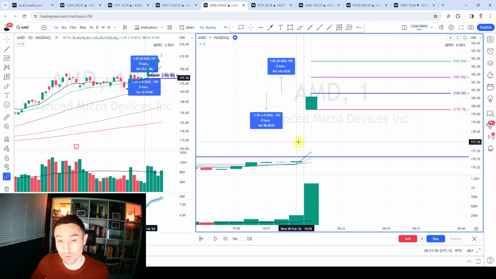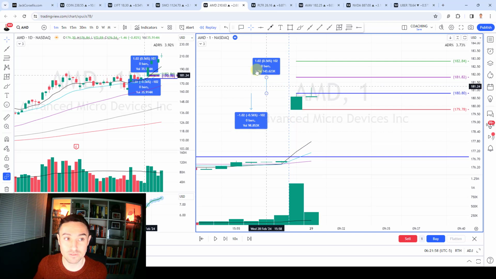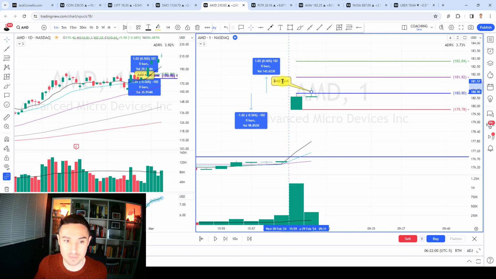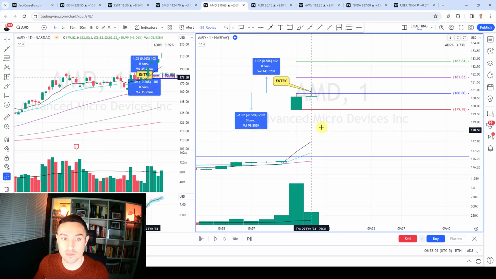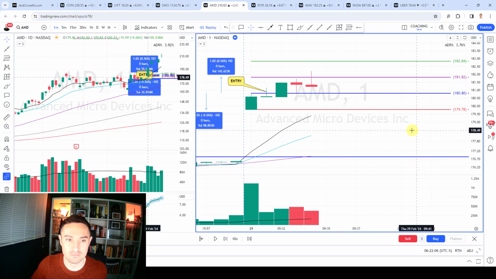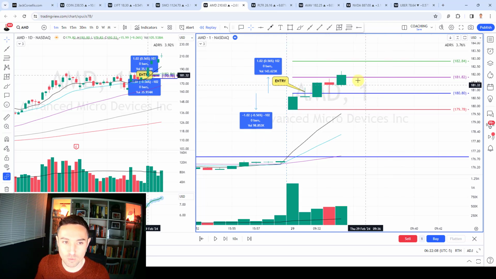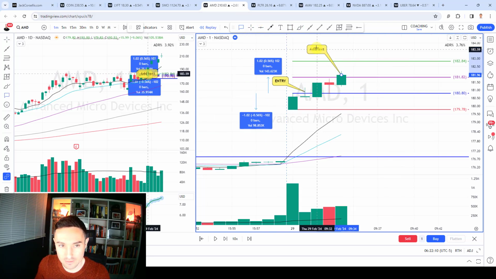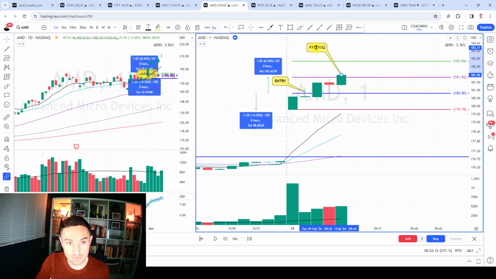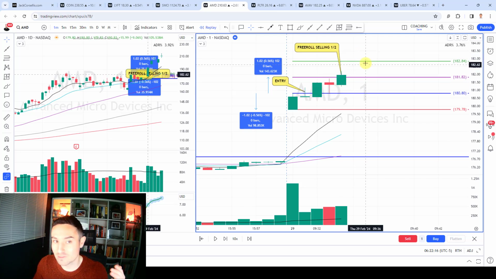Now, because of how quick AMD is, we may be able to free roll this one pretty darn quickly. This is going to be your entry here. Let's say you get perfect execution at 180.80. Then 3-4 minutes later, you've been able to free roll the trade. So that there is your free roll by selling half the position. Now maybe you want to wait until it hits 2 times, so you've still got 2/3 of your position instead of half of your position.